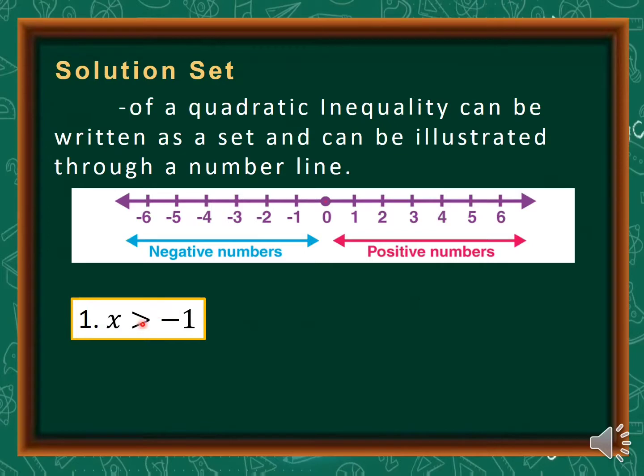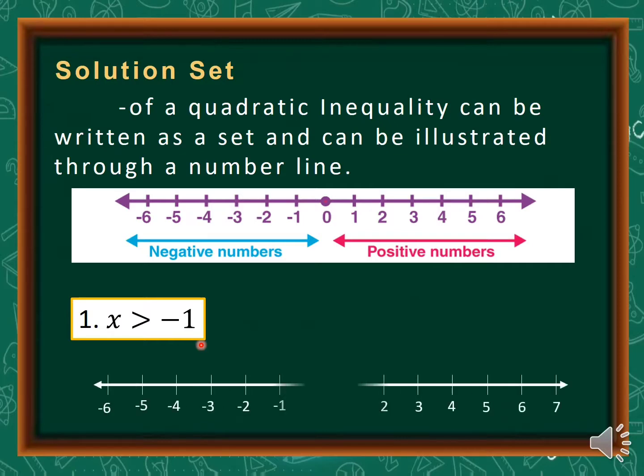Now, let us try to illustrate this given. We have x is greater than negative 1. Again, x is greater than negative 1. So, how are we going to illustrate it through a number line? So, this is how. In your graphing paper, you will draw a number line. Equidistant sila ha. The numbers are equidistant to one another, meaning pare-parehas po ang distansya nila.